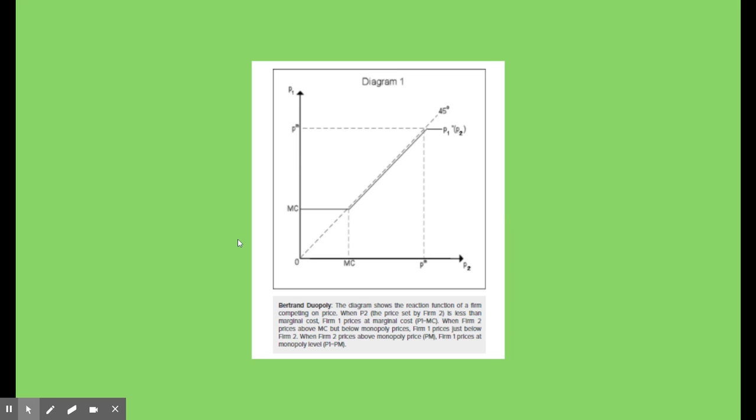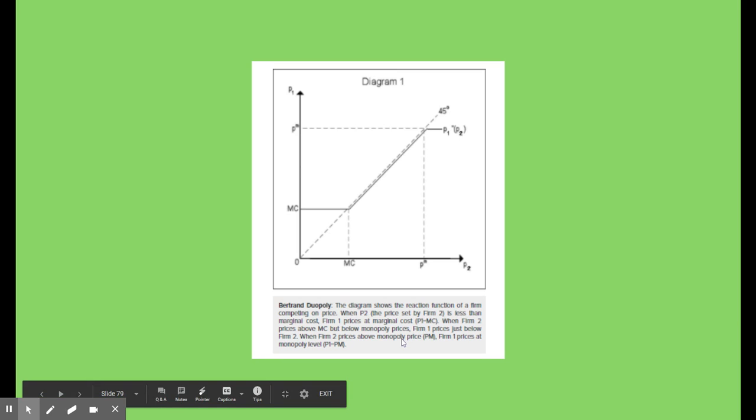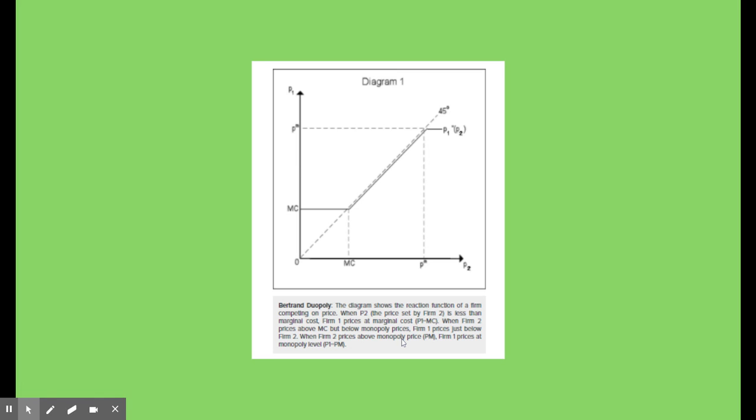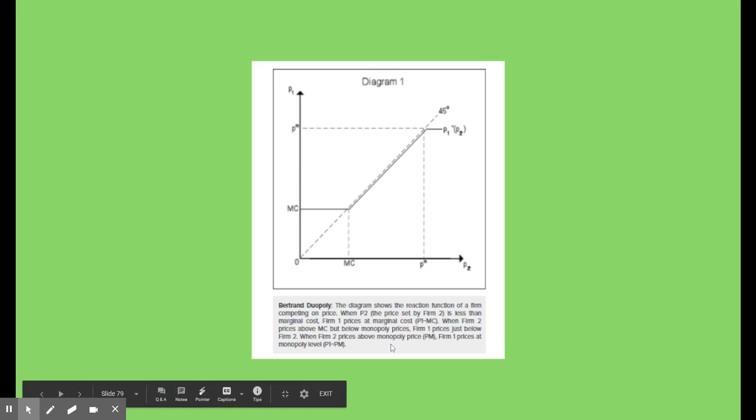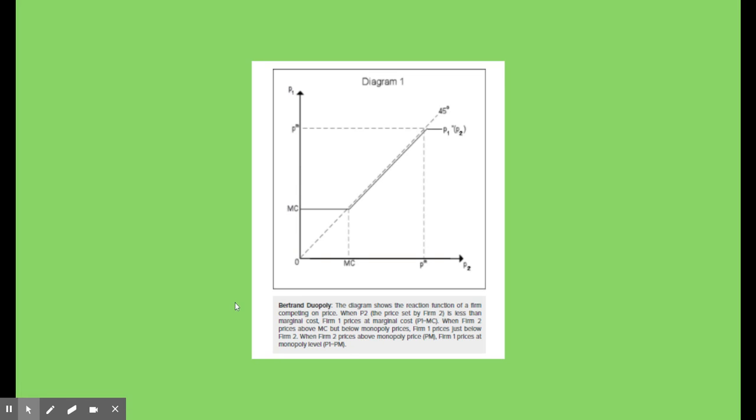And then, of course, there's duopolies. The diagram shows the reaction function of a firm competing on price. When price 2, the price set by firm 2, is less than the marginal cost, firm 1 prices at marginal cost. When firm 2 prices above the marginal cost but below the monopoly price, firm 1 prices just below firm 2. When firm 2 prices above the monopoly price, firm 1 prices at the monopoly level.